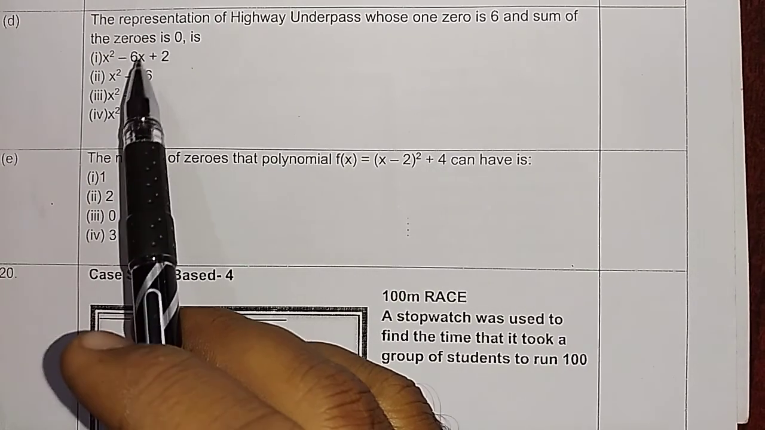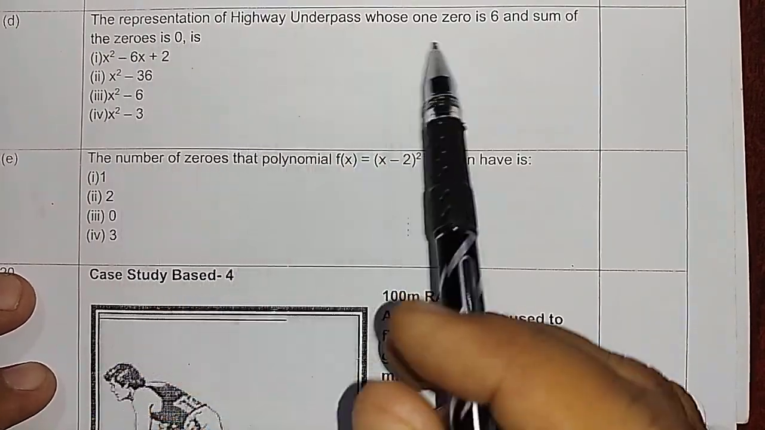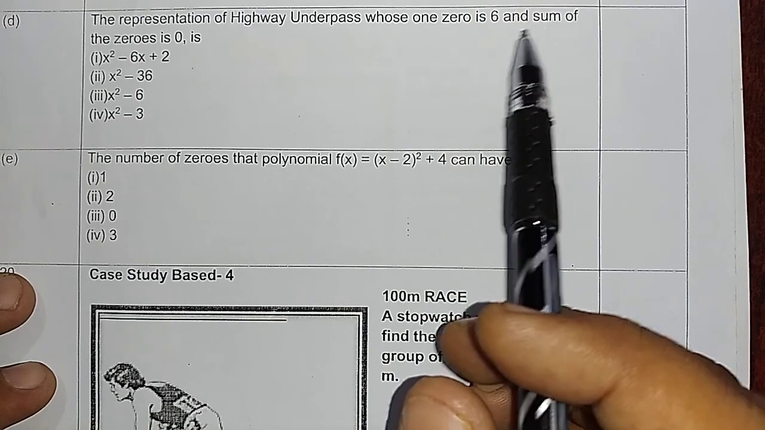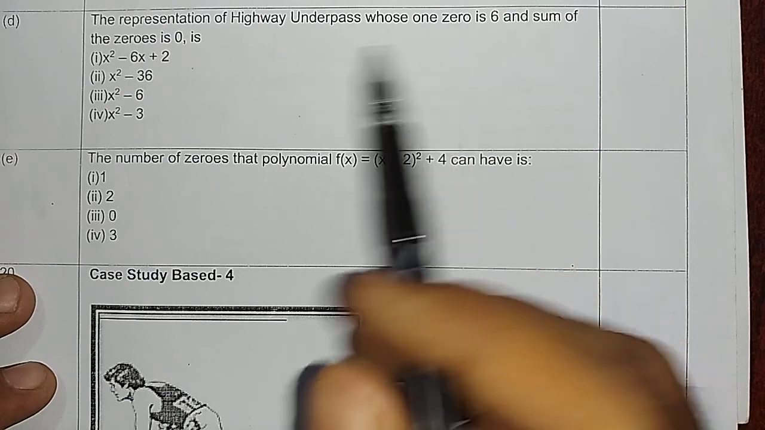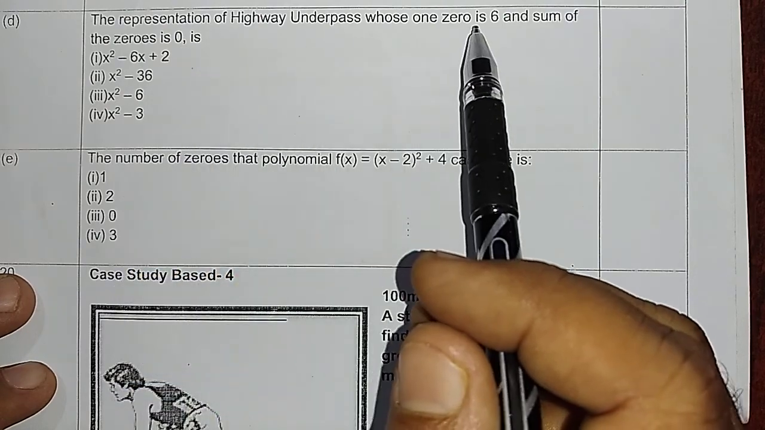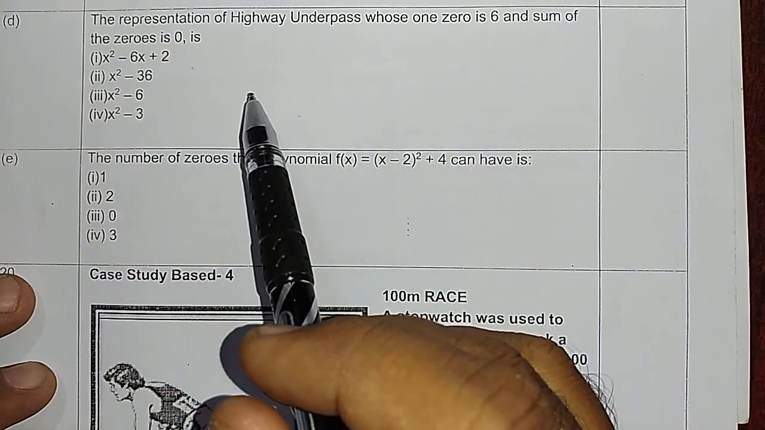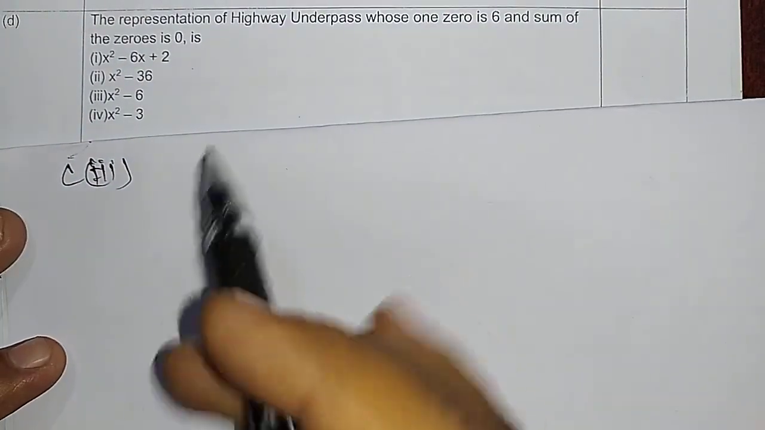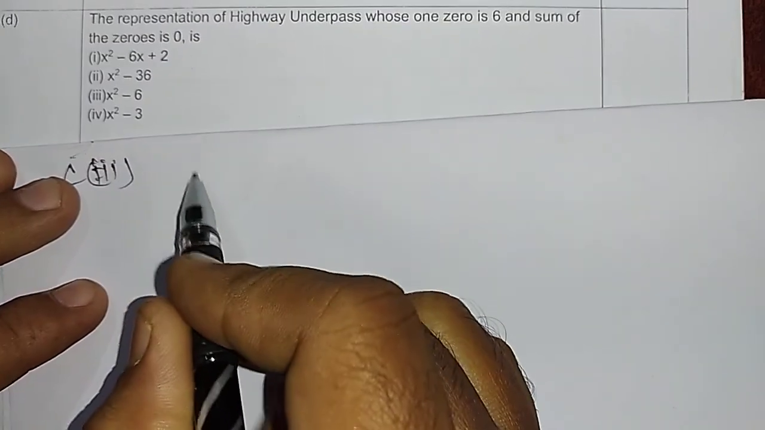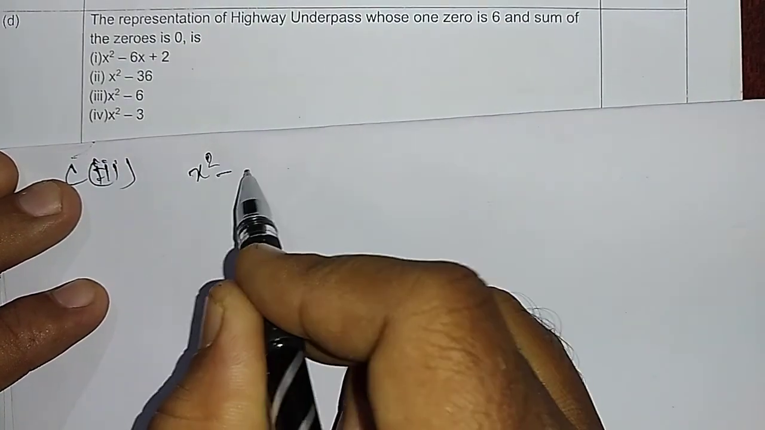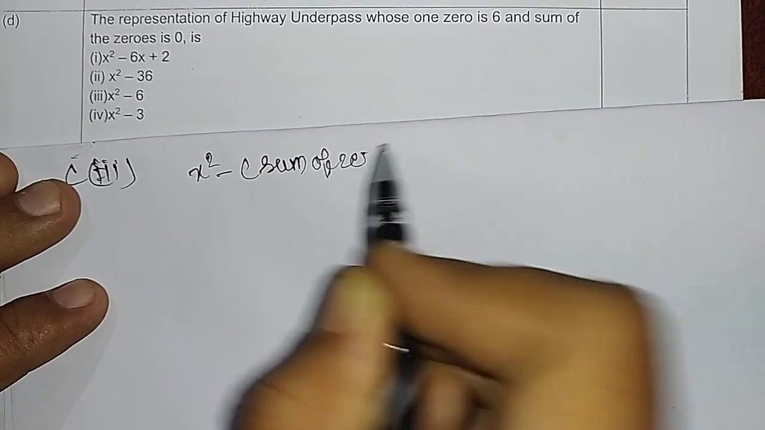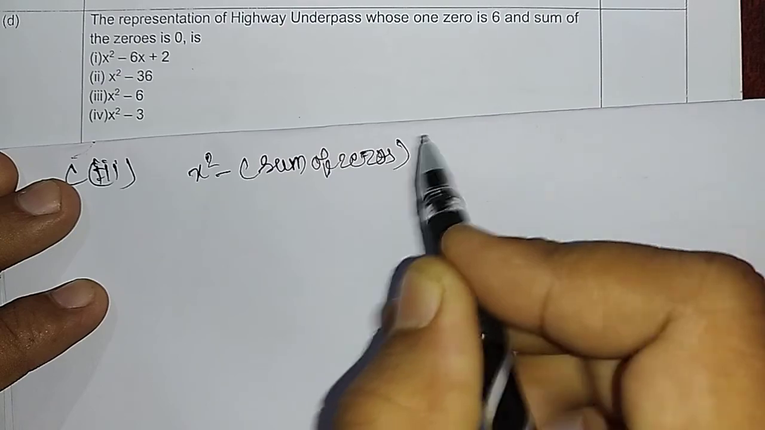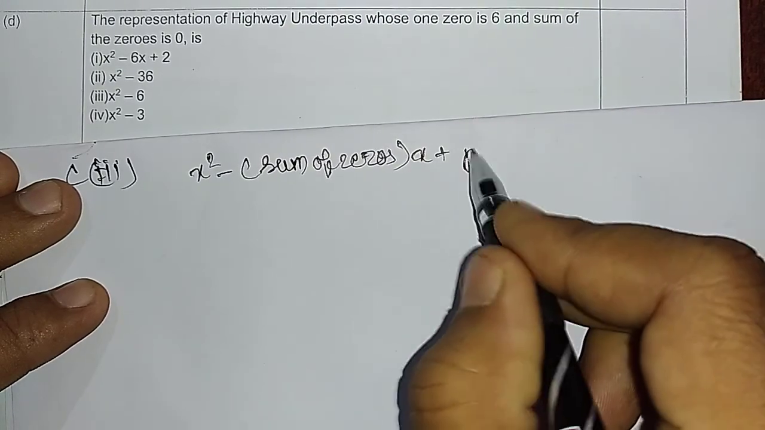Now we have to solve question number D, which says: the representation of the polynomial whose one zero is 6 and sum of the zeros is 0 is. As you know, if the sum of zeros is 0 and one zero is 6, the other zero should be minus 6. So we have to put the quadratic equation in the form of sum of zeros and product of zeros. So it will be x square minus sum of zeros x plus product of zeros.